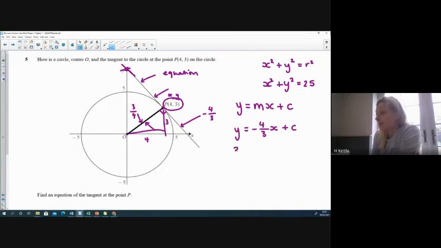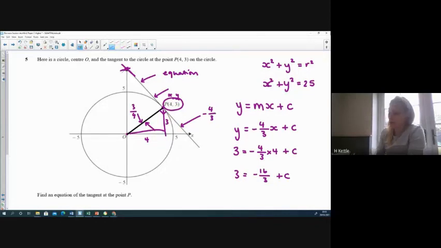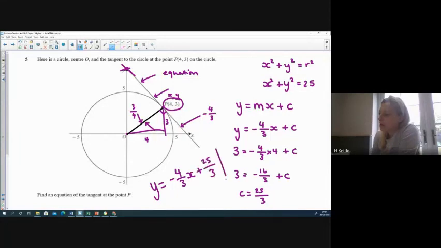So 3 equals minus 4 over 3 times 4 add c. And that is 3 equals minus 16 over 3 add c. And all I'm going to do is add 16 over 3 to 3 to get my answer. 3 add 16 over 3 is 25 over 3. So c is 25 over 3. So the equation of the line is y equals minus 4 over 3 x add 25 over 3. That would be the equation of my line.